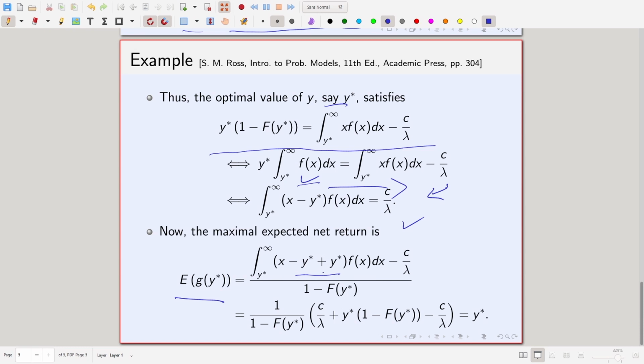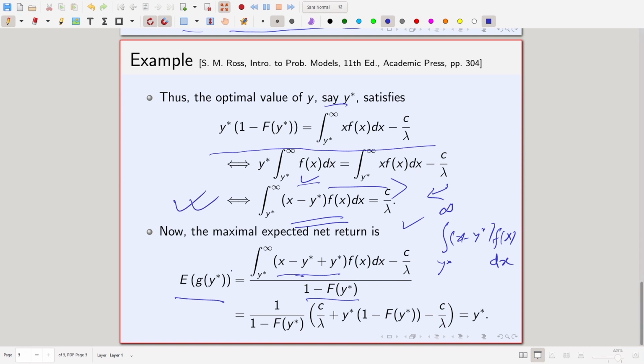Now, what is the advantage of this trick of this subtraction and addition? If I now break it, one thing is integration from y star to infinity of (x minus y star) f(x) dx. Now, that is equal to this because y star is the optimal value. So, this will remain in the denominator. This first part is giving you c by lambda because of this condition.